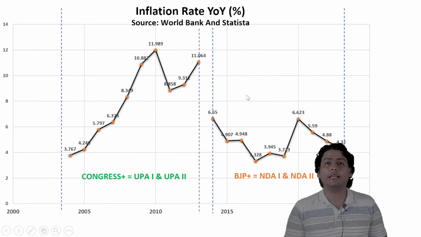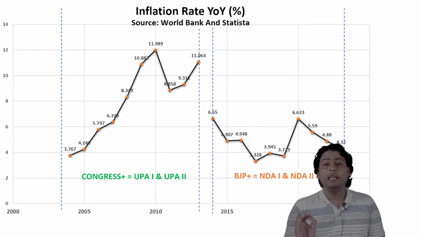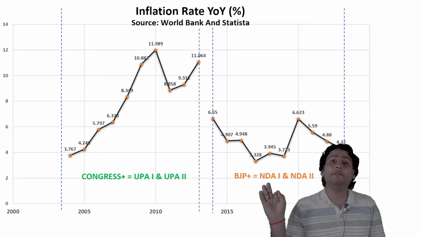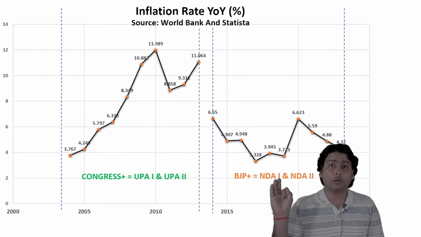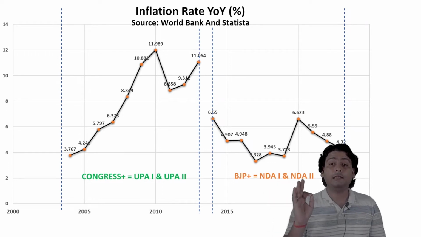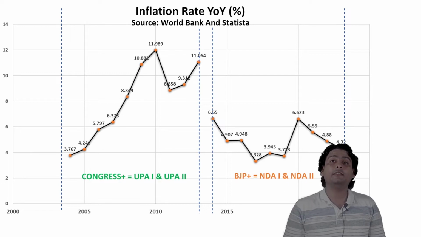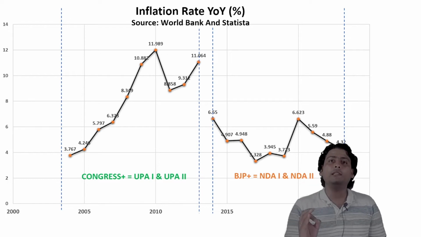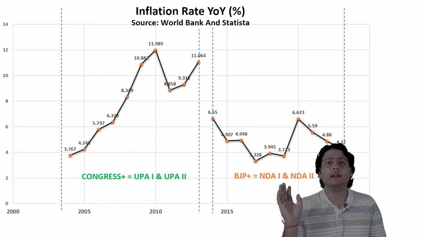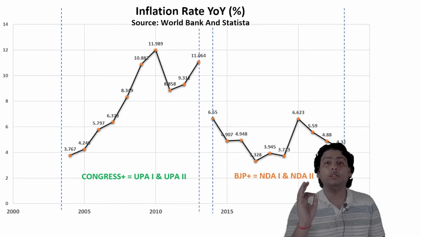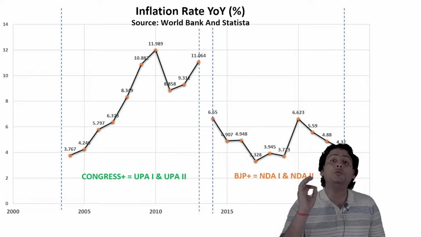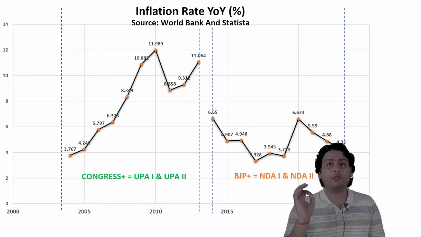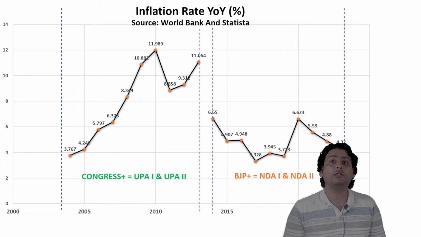Next is inflation rate. Now, inflation rate, if you can see towards the left extreme, it represents the inflation rate in the UPA government or the Congress government, and this one here, it represents the inflation rate in the BJP government. Everybody knows the lower this inflation rate, the better is the economy. Now, in the Congress era, this inflation rate almost touched 12%, which was in the category of galloping inflation, which is very dangerous for the economy.